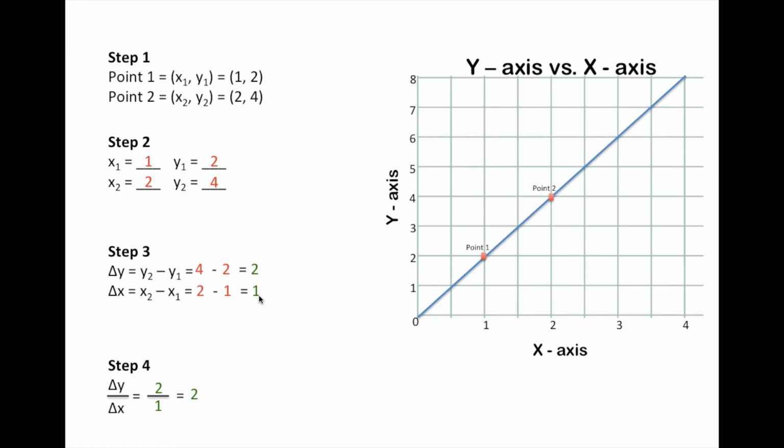And now, the final step is where we divide. We take our delta y, which we calculated in step 3, divide that by our delta x, which we calculated in step 3 as well. 2 divided by 1, type it in the calculator, we get 2. That is the value for our slope.